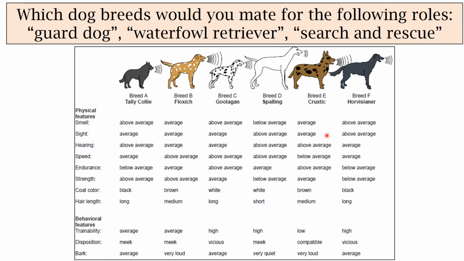And this is something which has only happened, the domestication of wolves probably happened at the time that humans started farming, which we're talking about the last 10,000 years or so. So dogs are a pretty recent addition to life on the planet, I suppose. And you can have a little think of this. So which dog breeds would you mate for the following roles? Guard dog, waterfowl retriever, search and rescue.